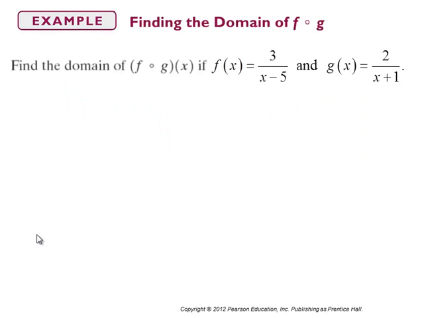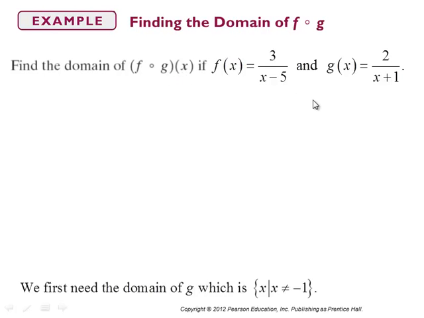Okay, so let's take a look at how that goes. Sounds a little confusing, but let's illustrate that. Suppose that we've got f of x is equal to 3 over x minus 5, and g of x is equal to 2 over x plus 1. And we want to form the composition f composed with g of x.